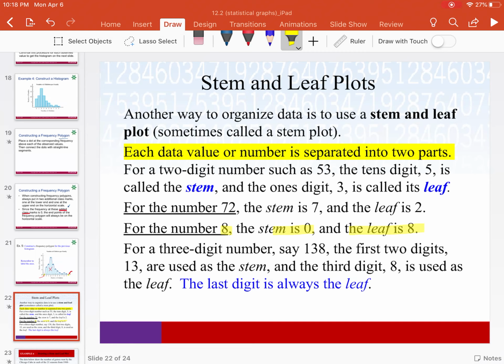If I have a three-digit number like 138, 13 is the stem, like the 130 group: 131, 132, 137, 138. So 13 represents the 130 stem or the 130 group, and the 8 would be the leaf. The last digit's always the leaf. Just remember that. Okay?